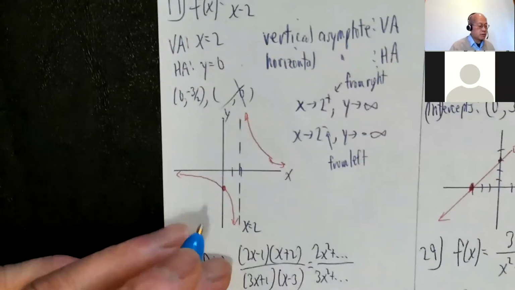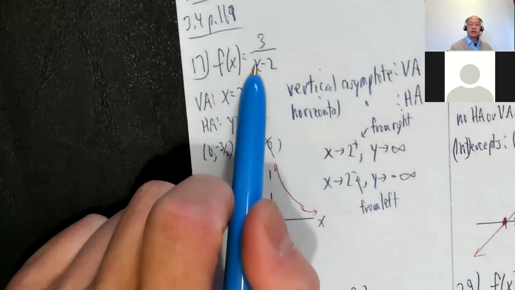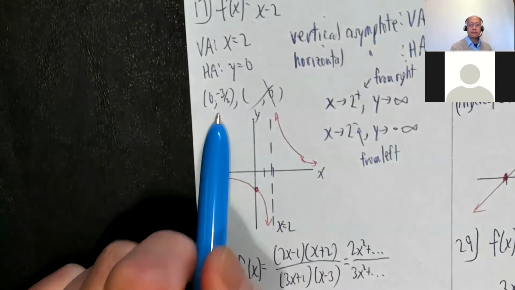So just plug in x equals 0. 0 comma negative 3/2. So there it is.